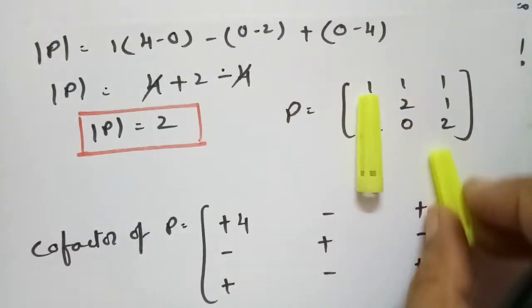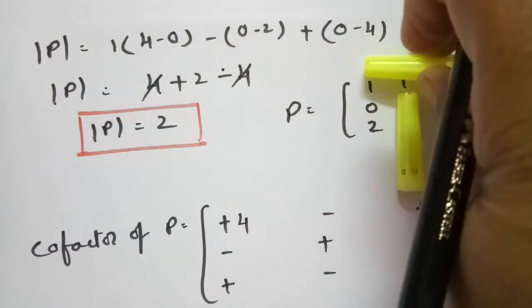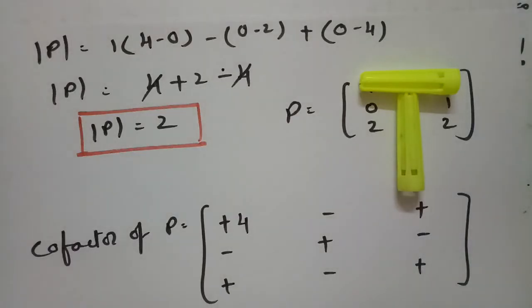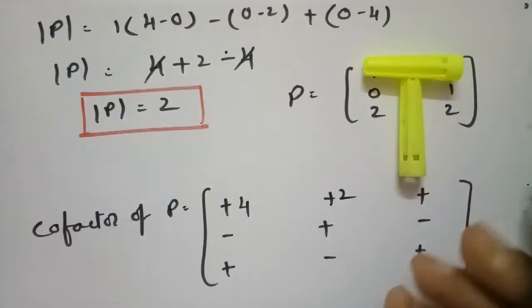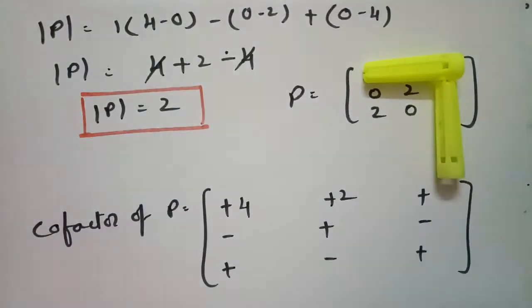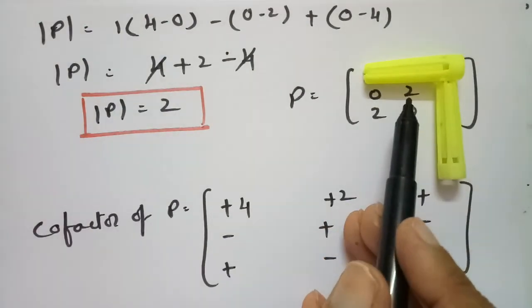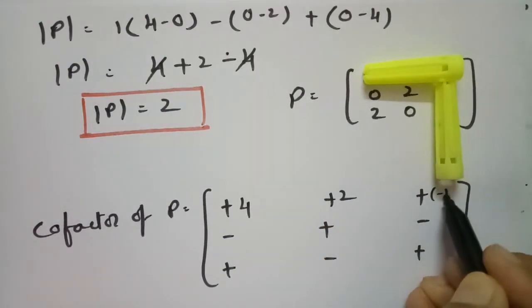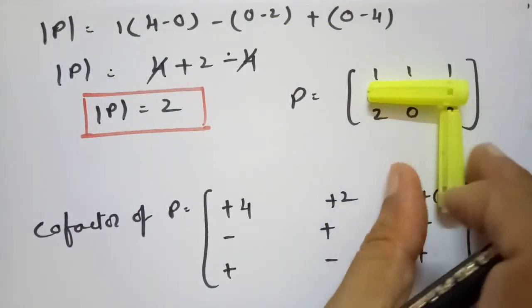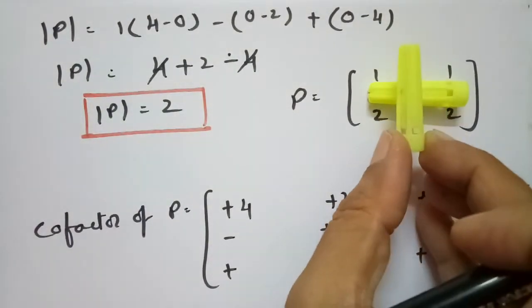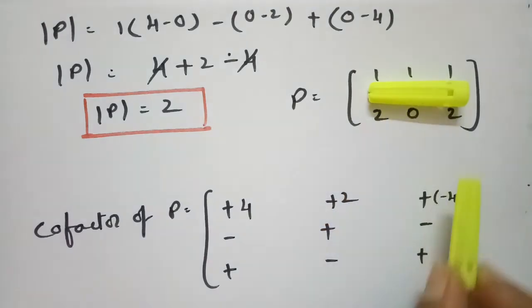And if you observe, the second one is like this. If I close this row and column, this will be 0 minus 2. Here already there is minus, so I am writing plus. And for this element, the cofactor is 0 minus 4, so this will be minus 4. And for this position, we have to close this row and column. So this will be 2 minus 2, which is 0.